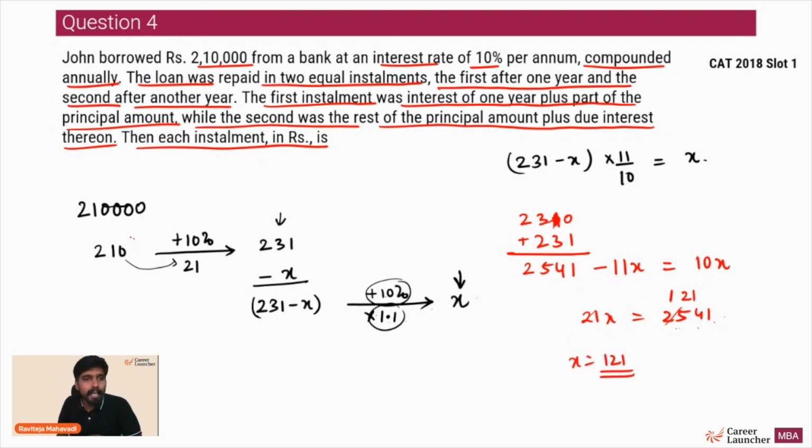So if my loan was 210 rupees, my installment should be equal to 121, right? Because my loan was equal to 2,10,000, my installment should be equal to 121,000.